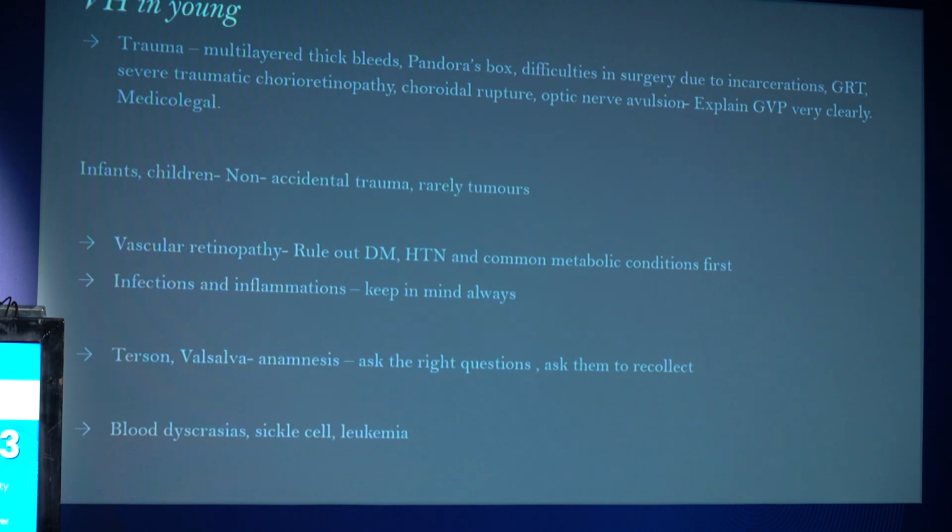Now my last slide, like I said, trauma can be a Pandora's box. In infants and children, non-accidental trauma, shaken baby, is one of the important causes. Rarely they can be tumors. Vascular retinopathy, we still have to rule out diabetes and hypertension and common metabolic conditions. Post-infection and inflammations like I have shown. Terson's, Valsalva, we have to ask the right questions and ask them to recollect these histories, and we have to keep in mind blood disease, sickle cell and leukemia.